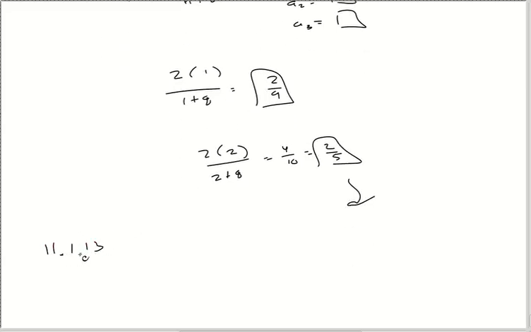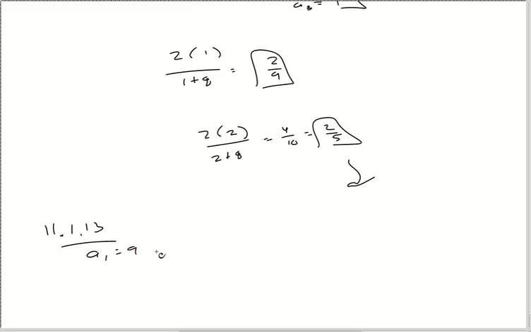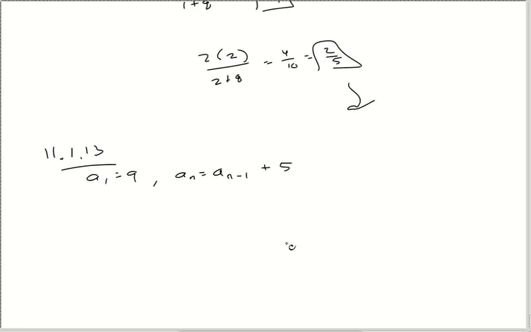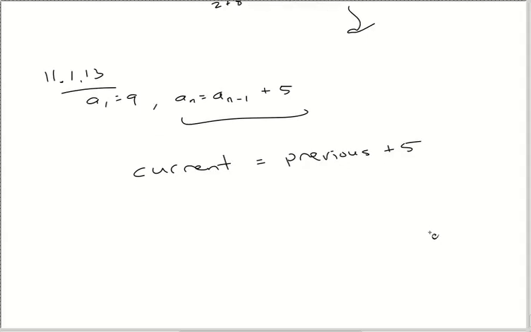11.1.13. So I got a1 is equal to 9. And it says a sub n is equal to a sub n minus 1 plus 5. This is different. What they're trying to say with this whole thing is that my current answer is equal to the previous answer plus 5. Previous answer plus 5. And so I'm going to go about my work that way.